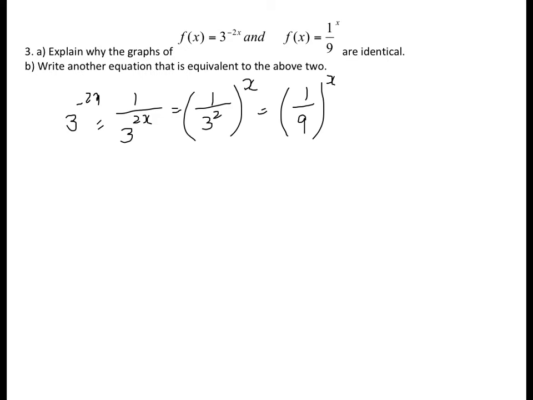Now, the question is to write another equation that is equivalent to the above two. I can write, for instance, f of x is 3 exponent negative 2x. I can write this one as 1 over 3 exponent 2x. I'm just going to flip it and then change the sign. And you're going to get the same thing. They look different, but they are all the same.